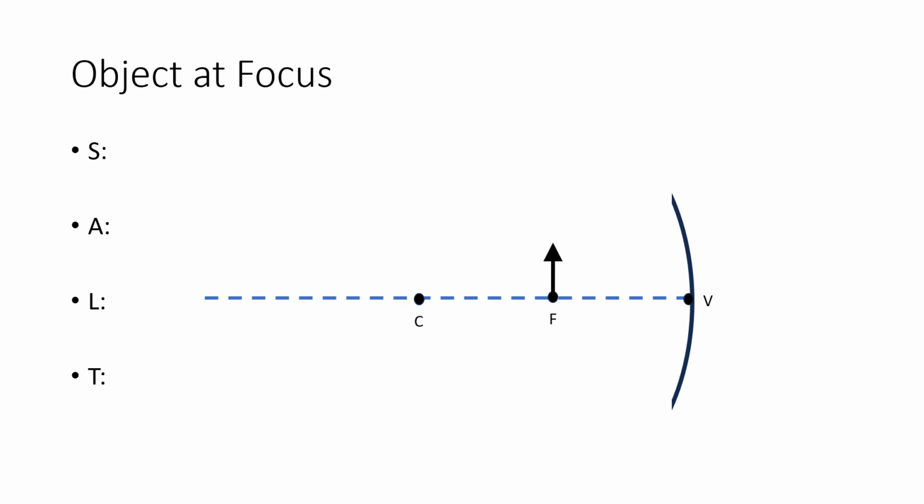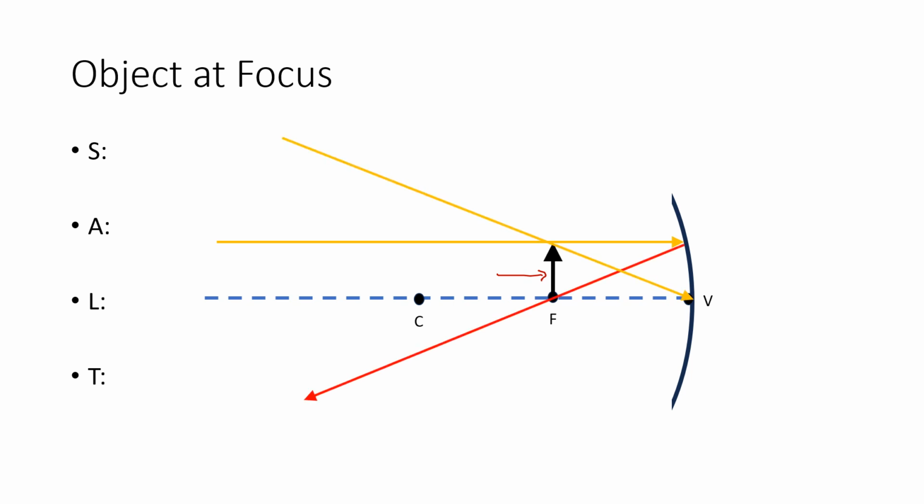Okay, this time we've moved the object to the focal point, and let's see what happens. We're going to shoot the first beam through parallel and then back through the focal point, second one through the vertices and back out that way as well. And so as you can see, these two are not crossing, at least in front of the mirror. And if we project them backwards, they're not crossing back there either.